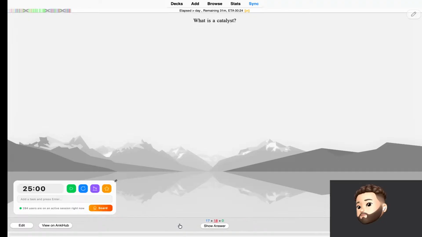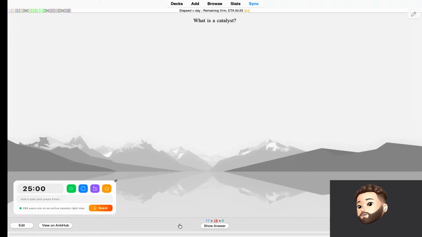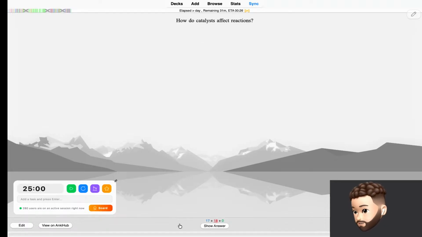No. What is a catalyst? Yeah. What is a catalyst? It is an enzyme that decreases the activation energy by stabilizing the transition state. Oh, well, all right then. How do catalysts affect reactions?